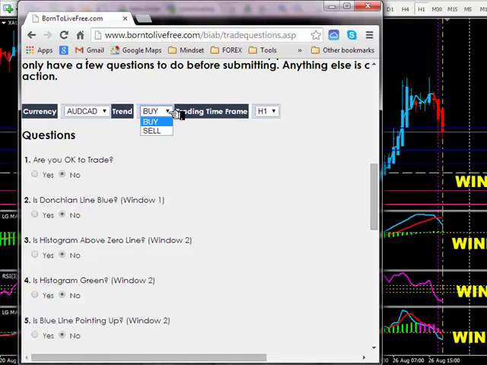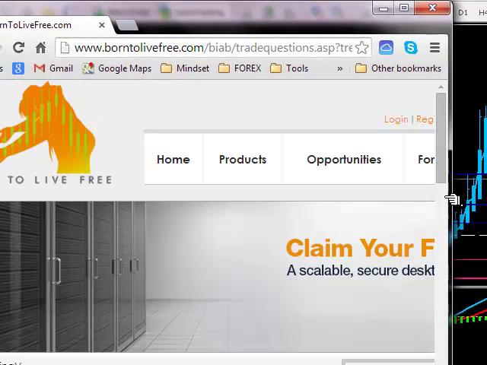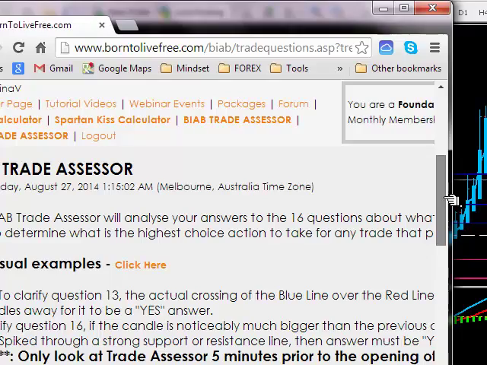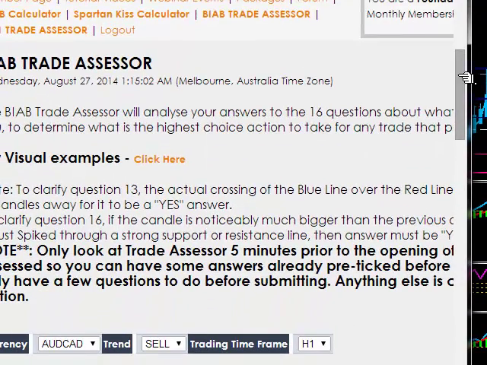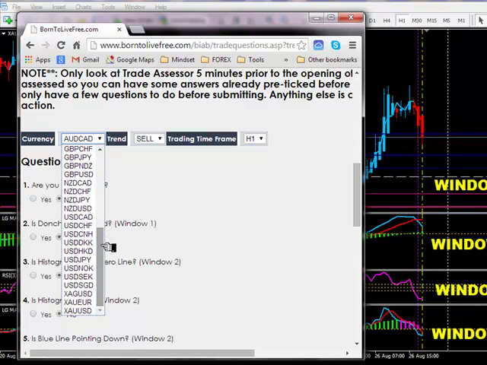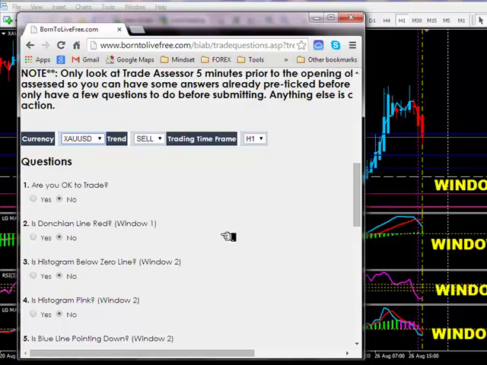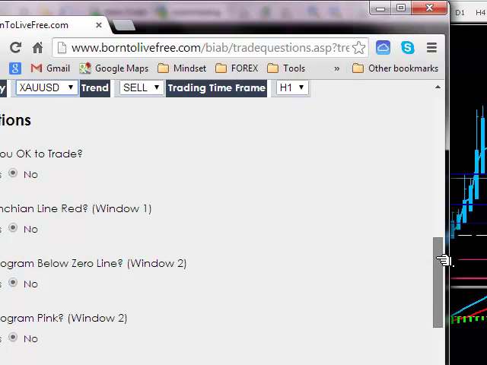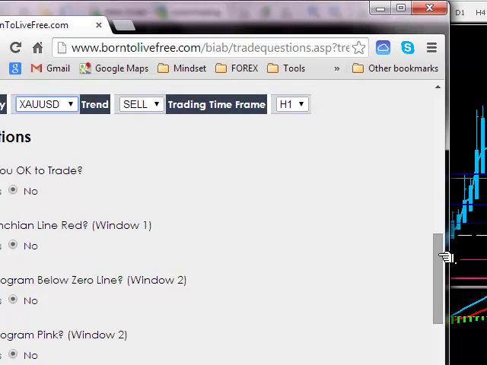Now for this we're going to do a sell H1 gold. Always make sure you choose the trend before anything else. And you're going to answer the 16 questions one by one. Ideally this is pre-completed a minute or so before the open candle, but then you need to wait for the open candle, update it for anything that's changed, and then submit. Anything else is unacceptable.